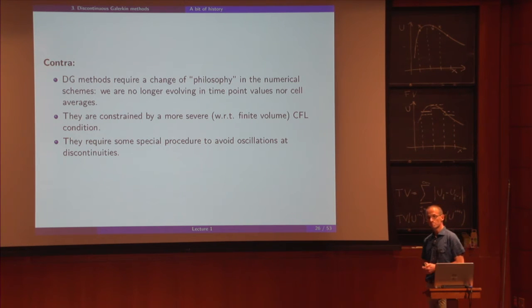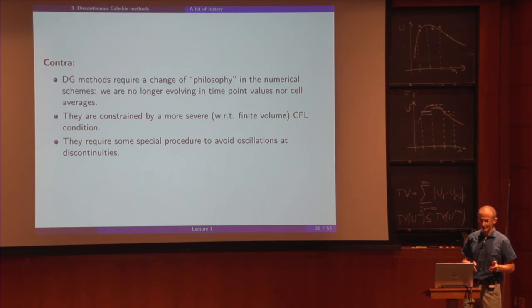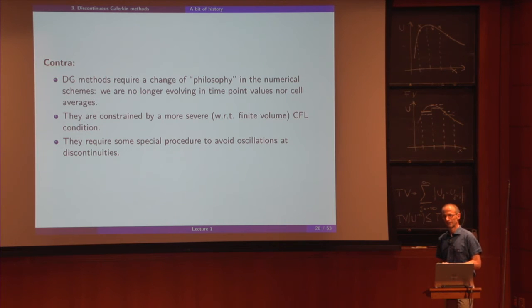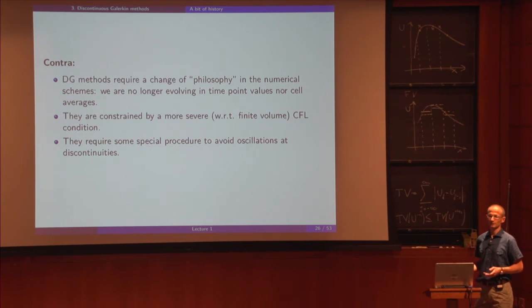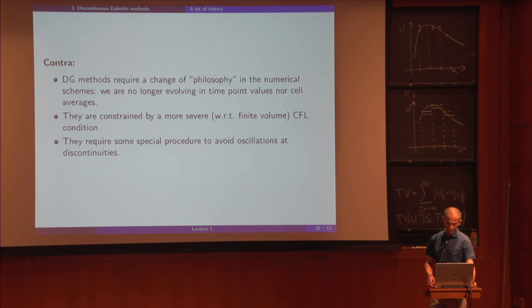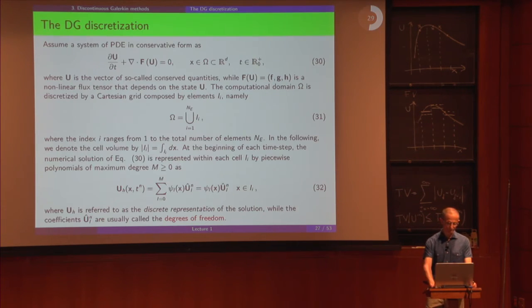Why is that? Because in the definition of Godunov's theorem, these are linear schemes. And so they are linear, but high order. So they will oscillate, right? If you don't do anything, they will oscillate at discontinuities. And so something should be done.